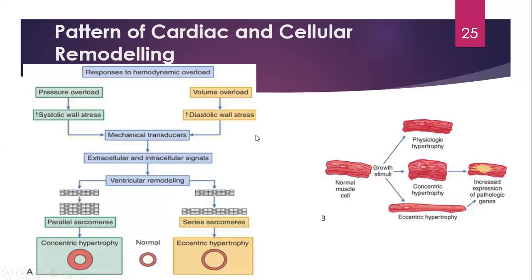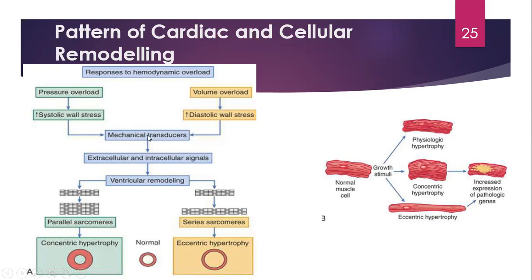So this schematic just shows the process of remodeling, how you respond to hemodynamic overload. On the left side it shows pressure overload, and on the right side, volume overload. When you have pressure load, there is increased systolic wall stress, and when you have volume overload, there is increased diastolic wall stress. Those stresses are sensed by mechanical transducers. One of them is the molecule titin.